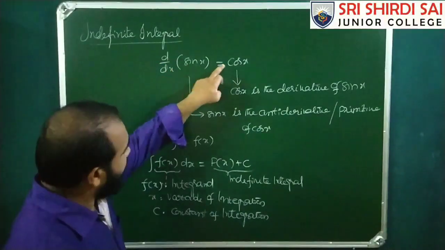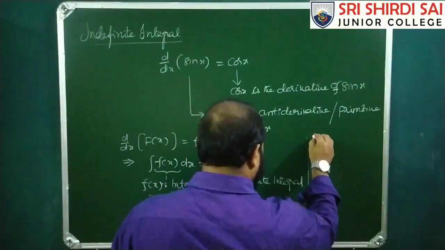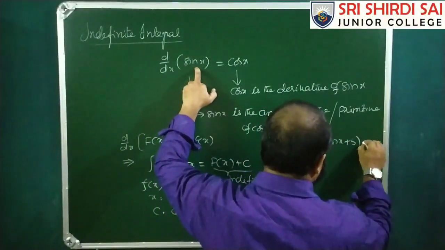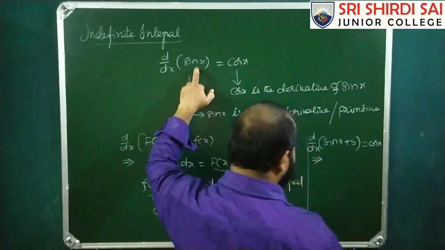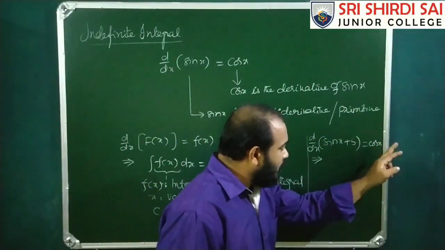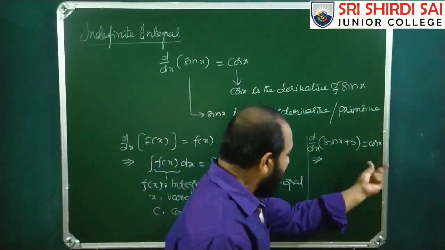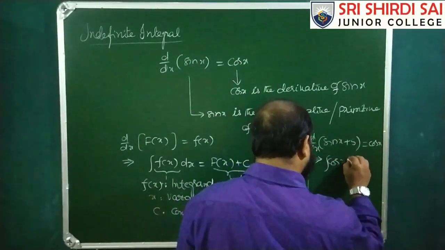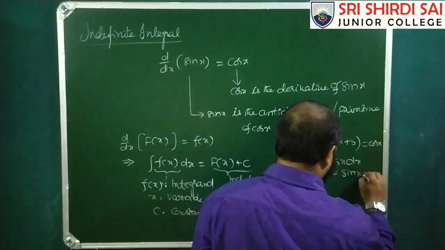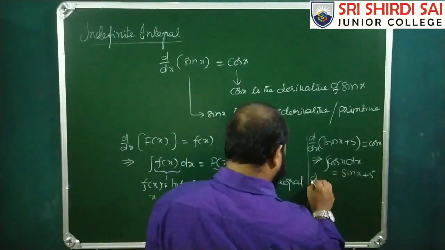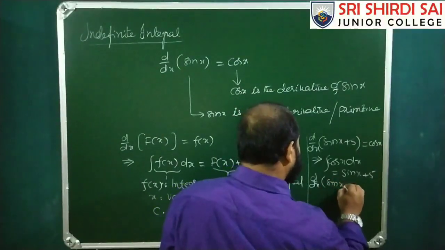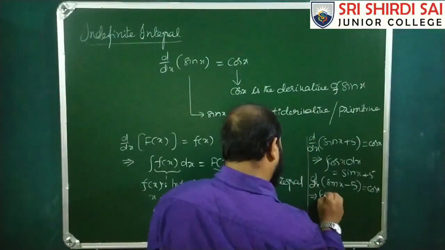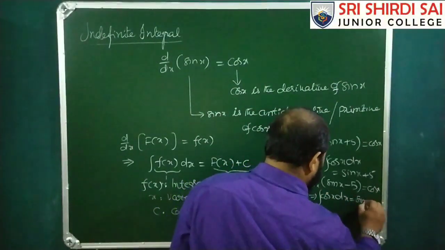Not only is d by dx of sin x equal to cos x, if I take d by dx of sin x plus 5, it is still cos x. And since integration is the reverse process of differentiation, if we integrate, this is what we are going to get: integral cos x dx is equal to sin x plus 5. Take another example, d by dx of sin x minus 5, which is cos x. So integral cos x dx is equal to sin x minus 5.